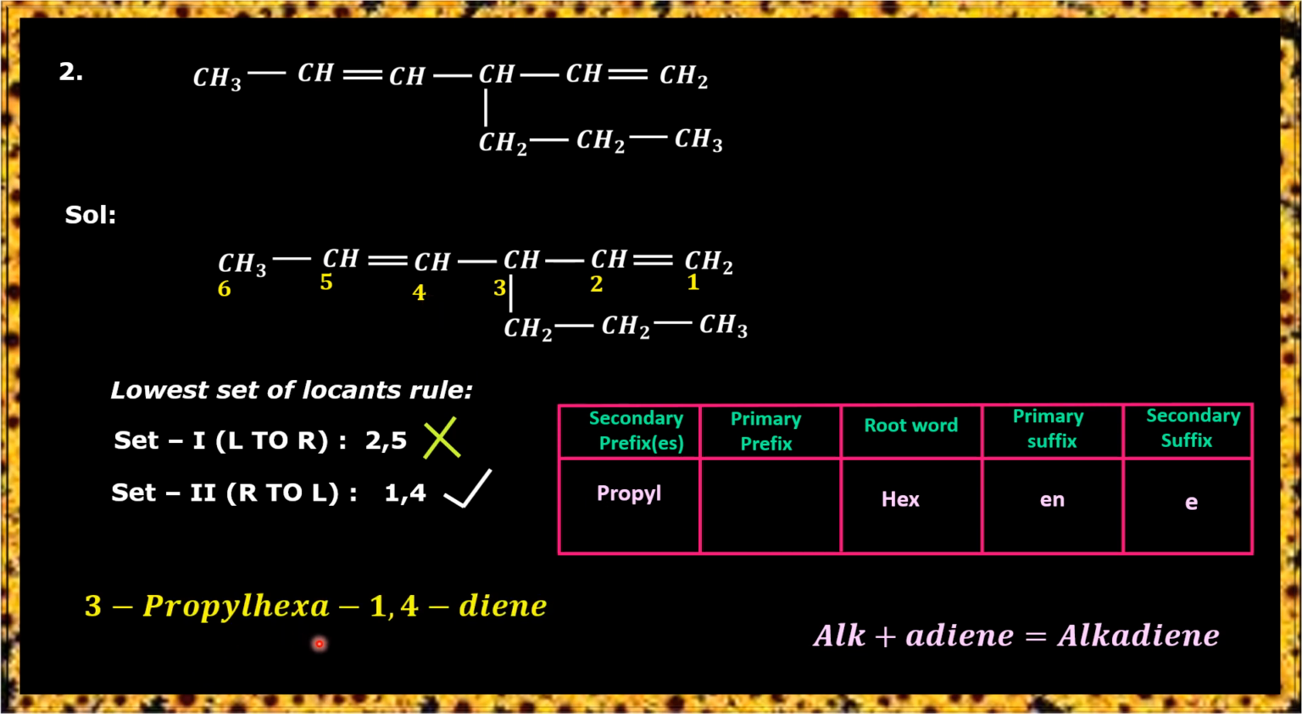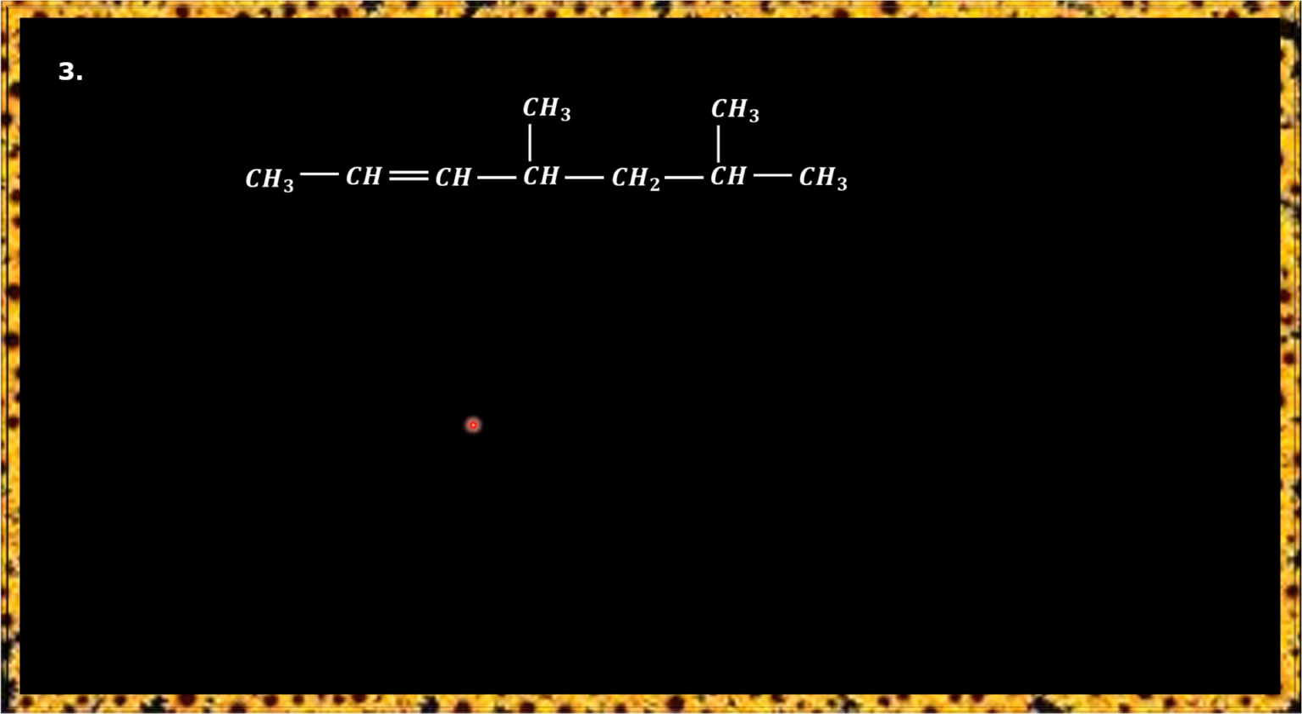3-propyl hexa-1,4-diene. Okay. Next, problem number 3. Solution.